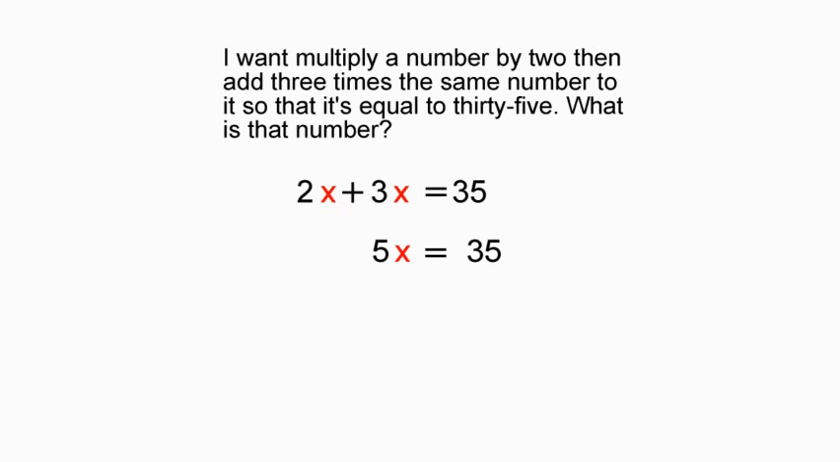Next, you can see that the unknown is not by itself yet. It's being multiplied by 5, so I have to undo that by dividing both sides by 5 to get rid of it. The 5's cancel out on the left side, and on the right side, 35 divided by 5 is 7. So the missing piece I was looking for is 7.